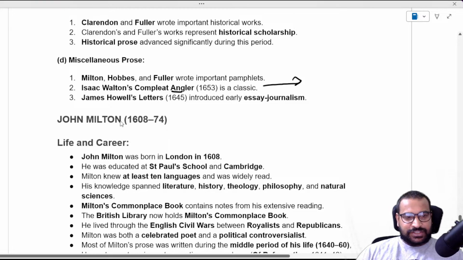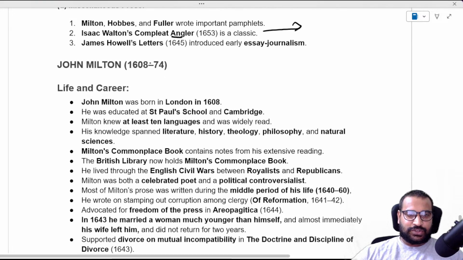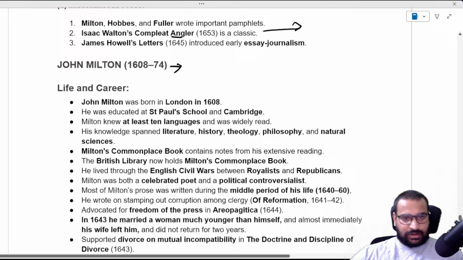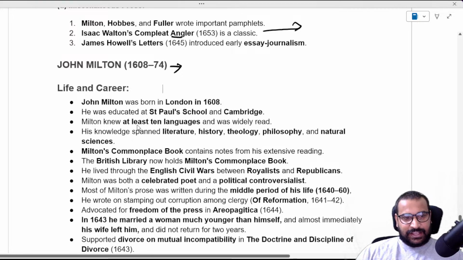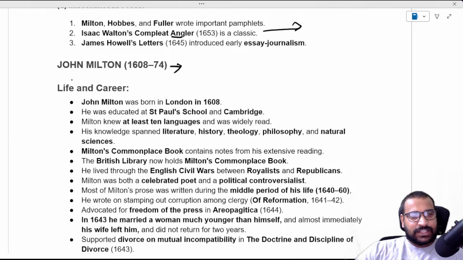So now it's time for us to jump into John Milton's early life, career, and all about him. Whatever they have asked in your exam, everything is there in our session right now. Anyway, we'll start with the life and career.